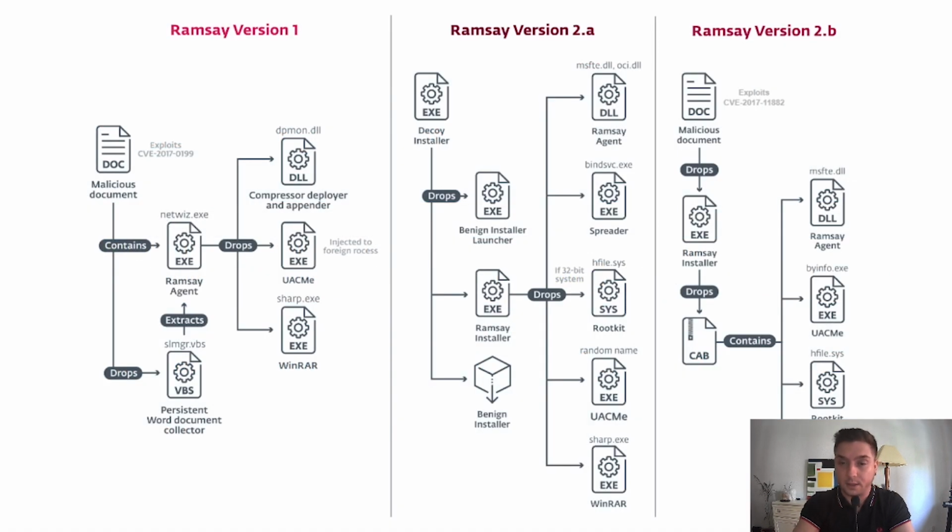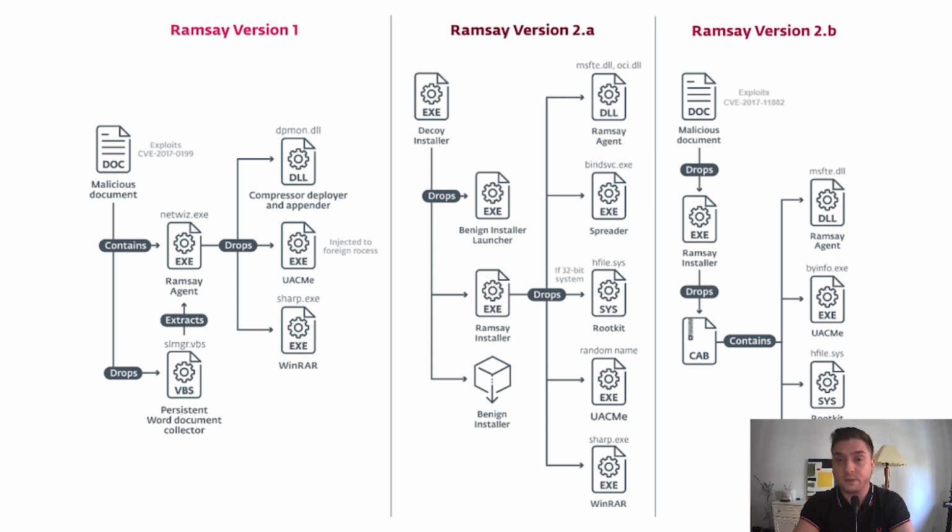Here you can see a diagram of the anatomy of all of the 3 different variants that we were able to find. There are 3 different versions, but really there are 2 versions, version 1 and version 2. On version 1, Ramsay gets dropped from a malicious document leveraging CVE-2017-0199, which is an OLE2 related vulnerability. The main characteristics of this version are, first, that it is very simple in structure in contrast with version 2, but also that the Ramsay agent in this version gets shipped as a standard PE executable.